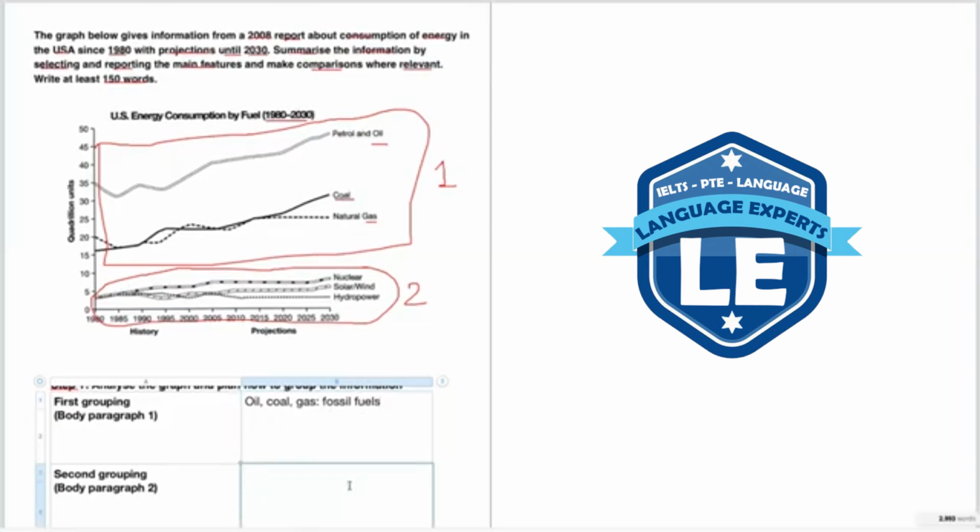So my second group then is going to be something like cleaner energy sources, which again, we know are nuclear, solar, and I'll put wind here and then hydro. Notice how my outline is not perfect when it comes to spelling or grammar, and that's fine because you want to do this quickly. So as long as you can make sense of it, don't worry because your examiner is not going to use this information.